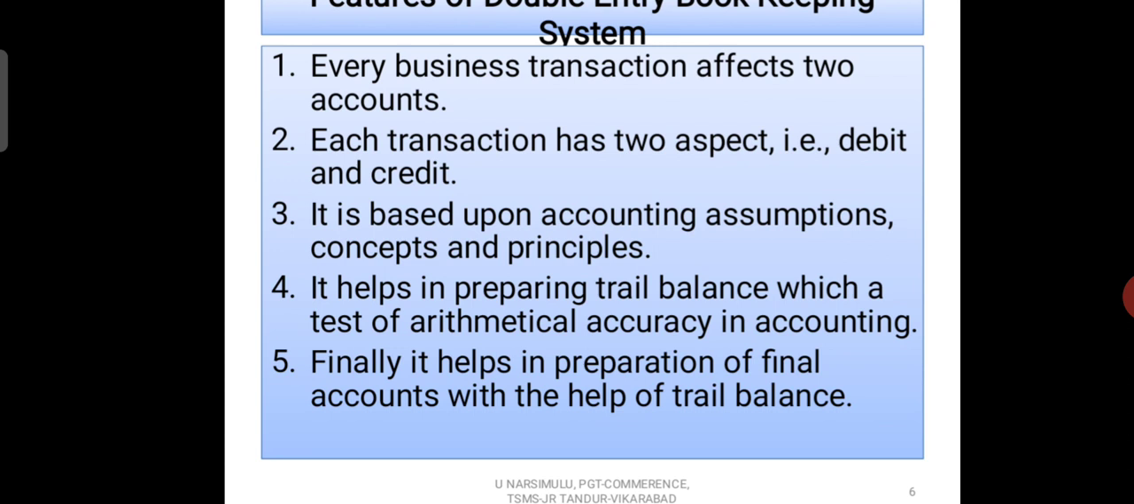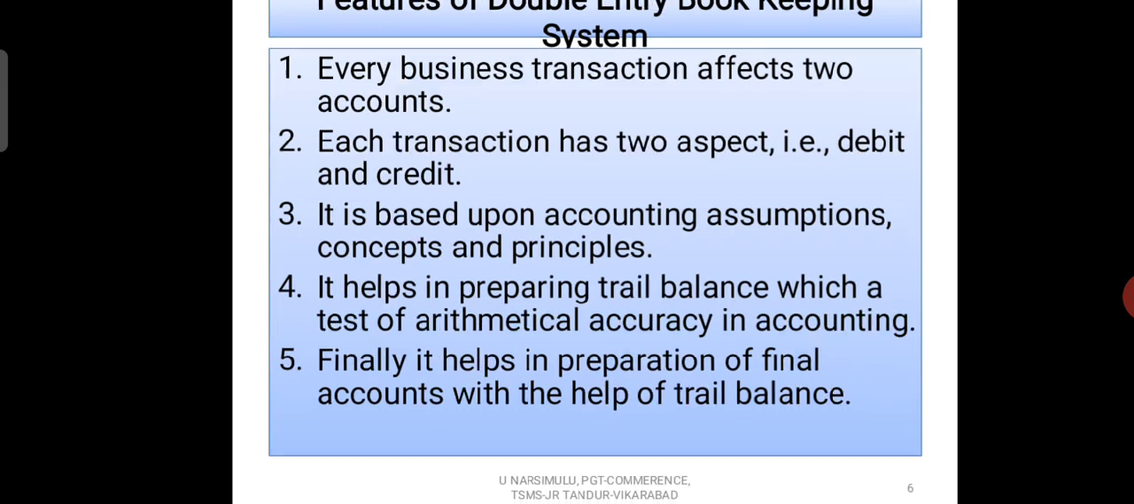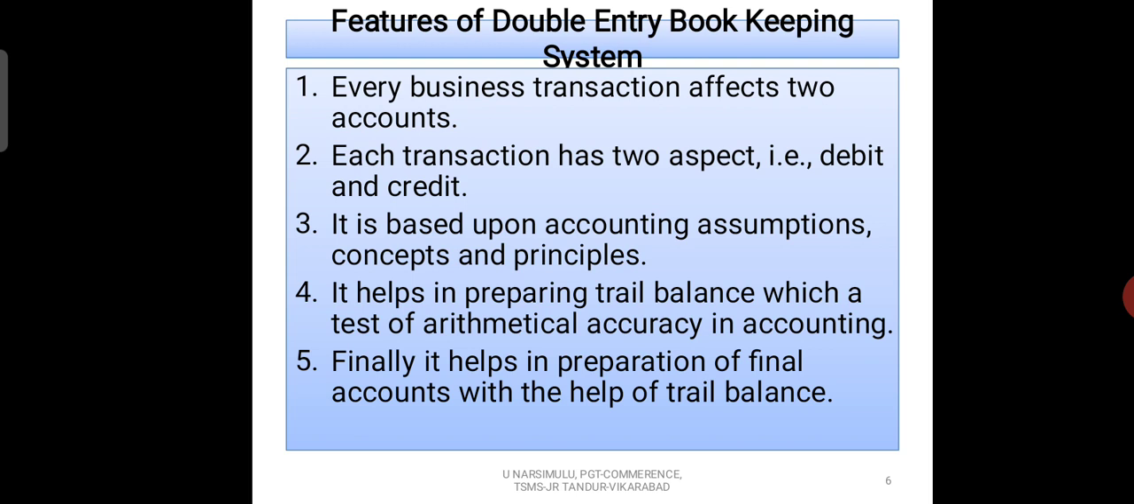It is based upon accounting assumptions, concepts and principles. It helps in preparing the trial balance, which is a test of arithmetical accuracy in accounting. The double entry bookkeeping system is also used to prepare a trial balance to test the arithmetical accuracy in accounting. Last and final, it helps in preparation of final accounts with the help of the trial balance. After preparation of the trial balance, we can go on to prepare final accounts, using the information in the trial balance. So these are the features of the double entry bookkeeping system.